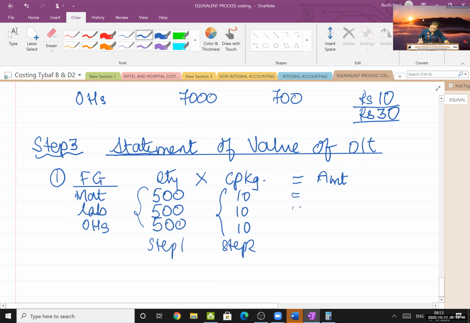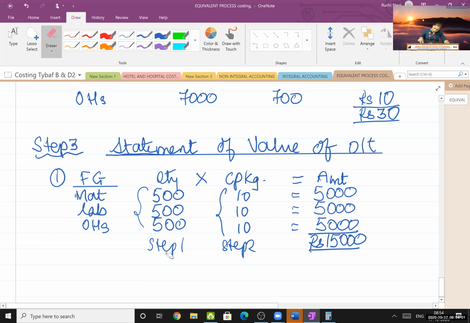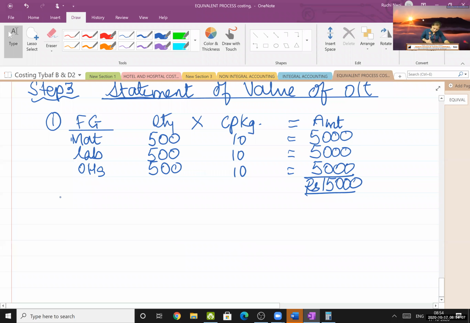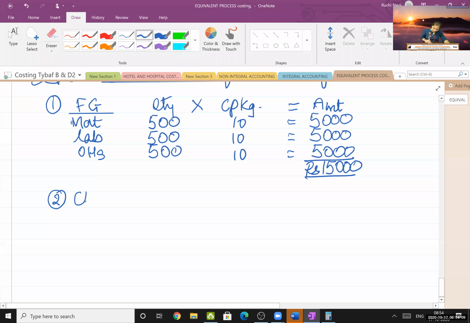Multiply: 5,000, 5,000, 5,000. Total how much? 15,000. Last example also we had got the same thing.